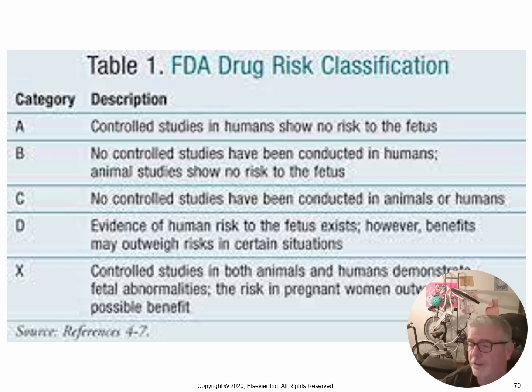Something like methotrexate, which they use for rheumatoid arthritis and sometimes tumors and stuff like that, will almost 100% of the time wipe out the baby.